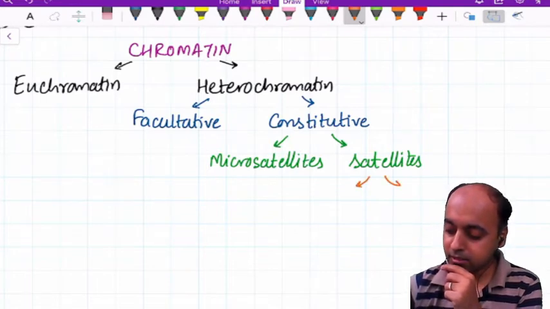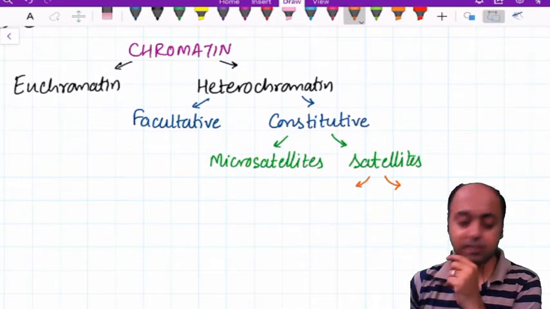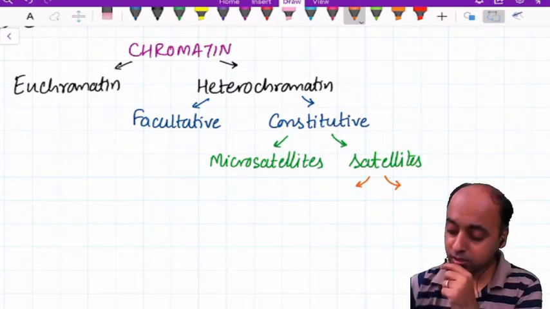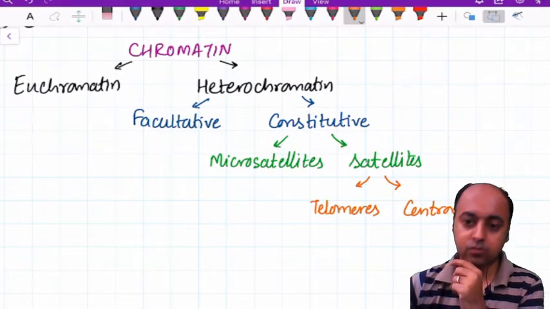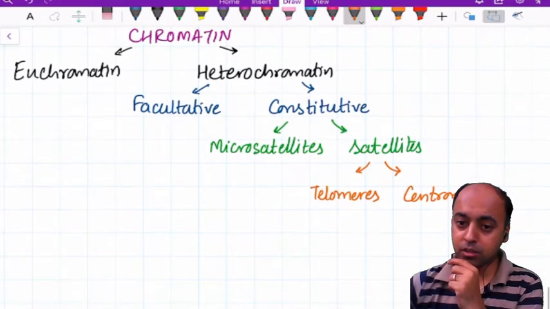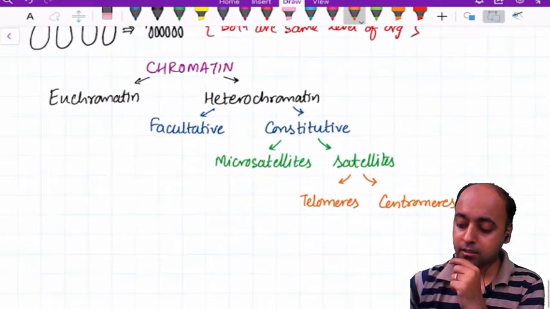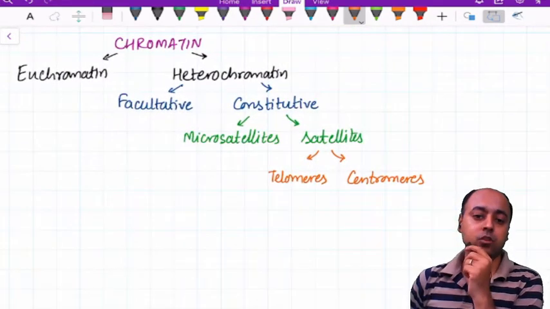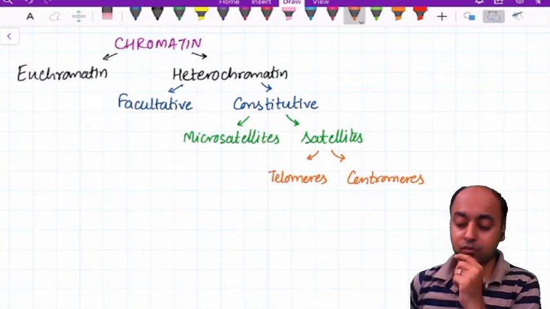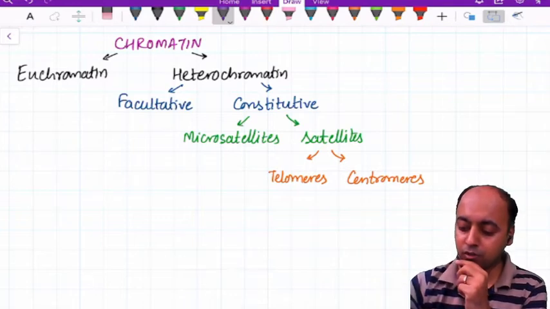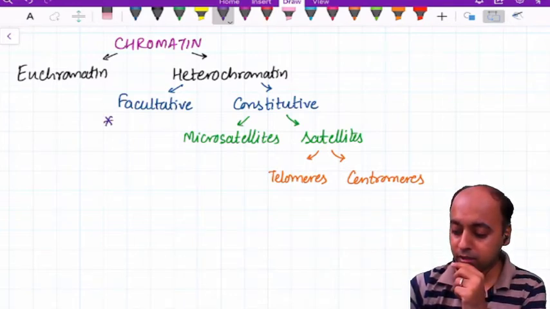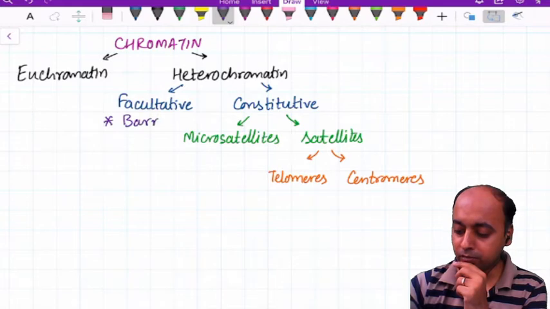The satellites include two types of structures. These are telomeres and the centromeres. Okay, so these are different types of the chromatin. Additional points I'll write. The example of facultative heterochromatin is the Barr body.